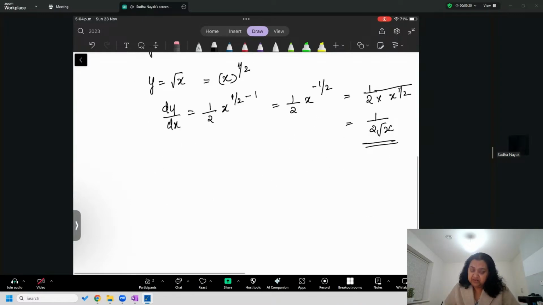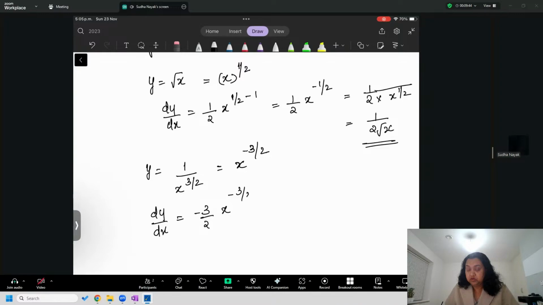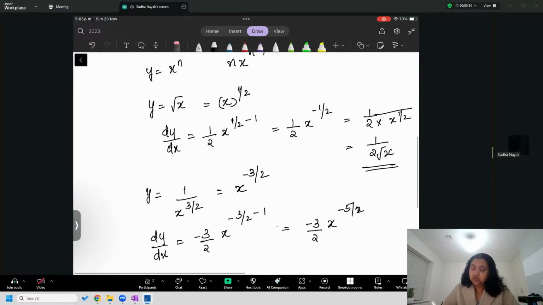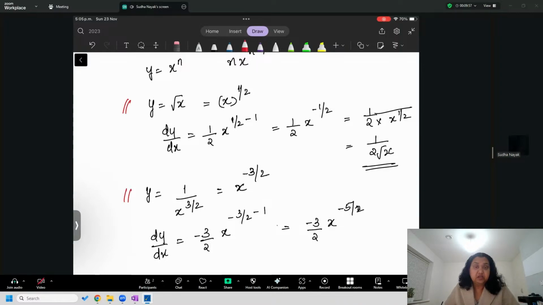Okay, the second case is, suppose you have 1 by x to the power of 3 over 2. Okay, so the term is in the denominator. So in this case, how you will work is you will bring it to the numerator, which is x to the power of minus 3 over 2. So this is the laws of indices. So you will write it like this, and then dy by dx will be equal to minus 3 over 2 x to the power of minus 3 over 2 minus 1, and then this can be simplified as minus 3 over 2 x to the power of minus 5 over 2. Again, this negative power can be simplified later. Okay, but this is how you do it. So these are the two special cases of differentiation which you need to remember.